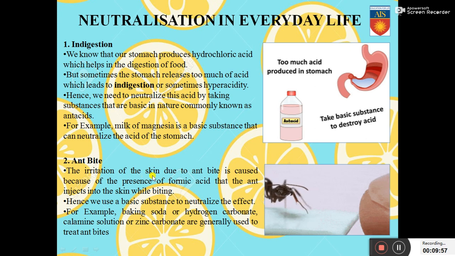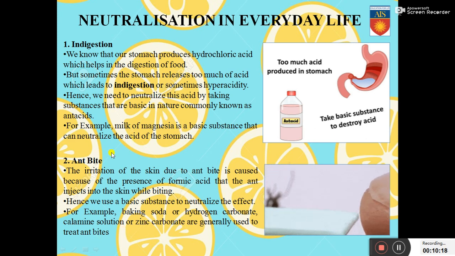The irritation of the skin due to an ant bite is caused because of the presence of formic acid that the ant injects into the skin while biting. Hence, we use a basic substance to neutralize the effect. For example, baking soda or hydrogen carbonate, calamine solution or zinc carbonate are generally used to treat ant bites.